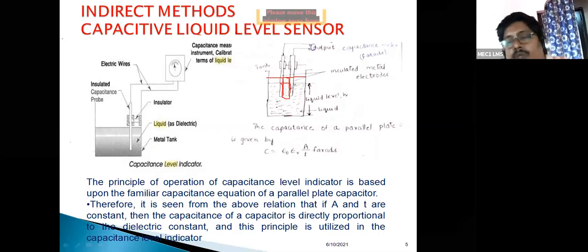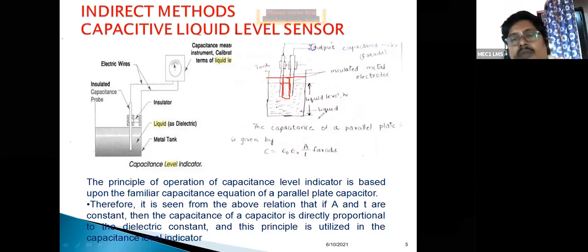Can we use this in automobile fuel level measurement? Yes, of course. In our bike, there is a tank. Actually, that arrangement is a bob arrangement, a float level arrangement, which I said previously. That float arrangement is what we use in automobile fuel level measurement.